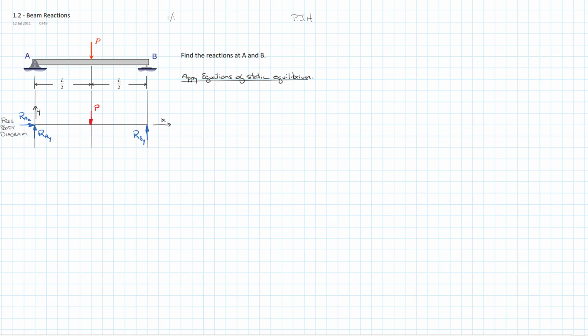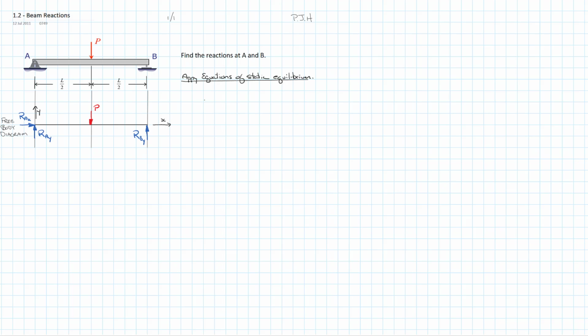And the first one that I'm going to apply in this case, I normally like to start with one of my moments, because if I choose the location about where to calculate my moments, I can usually get rid of a couple of unknowns, because where the line of action passes through that point, there is no perpendicular distance, so they go to zero. That leaves us typically with one equation and one unknown, and I can avoid back substitutions.